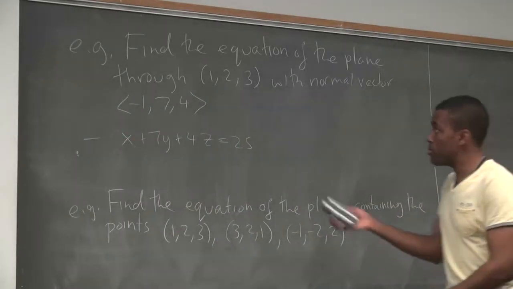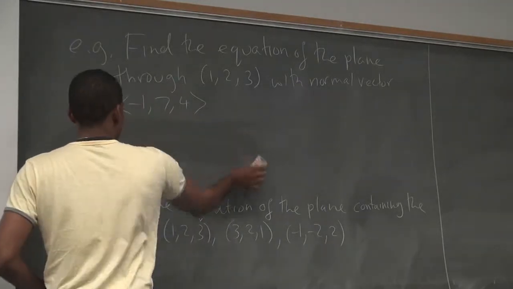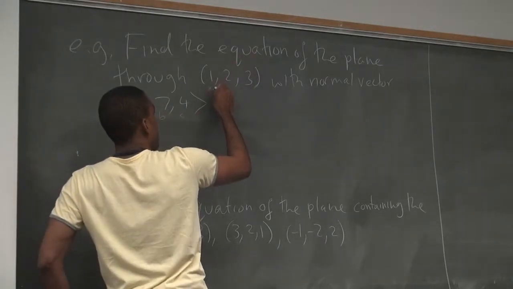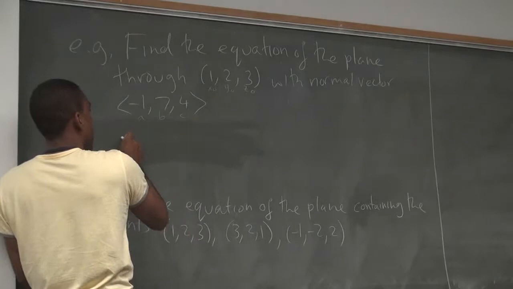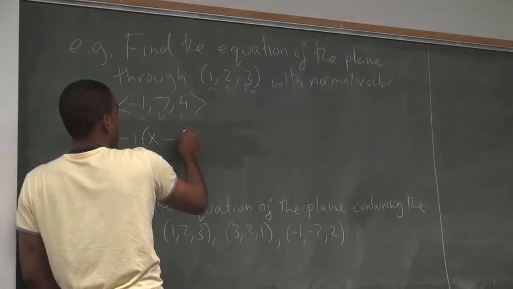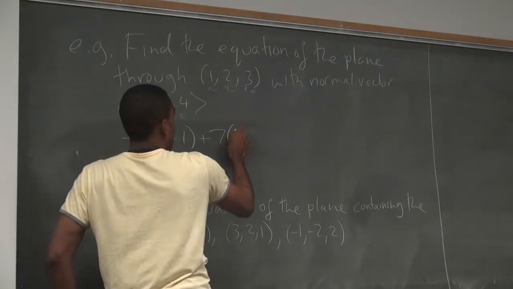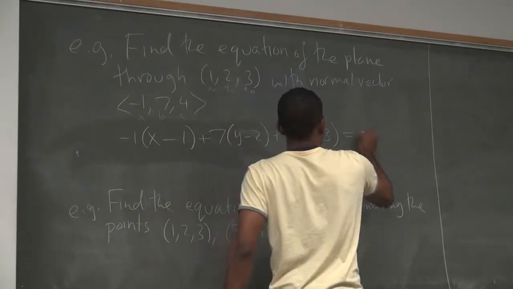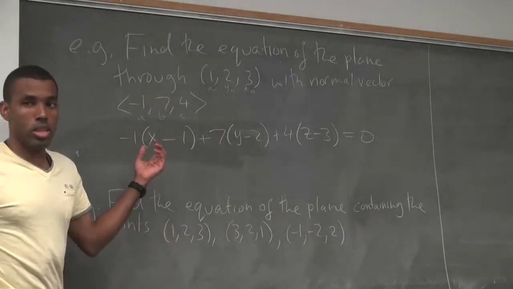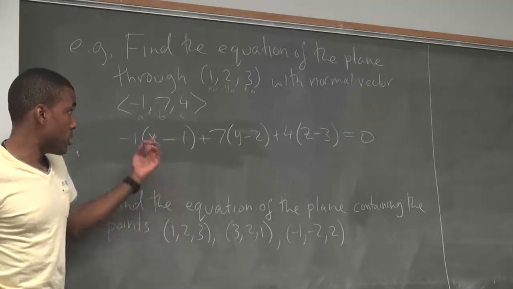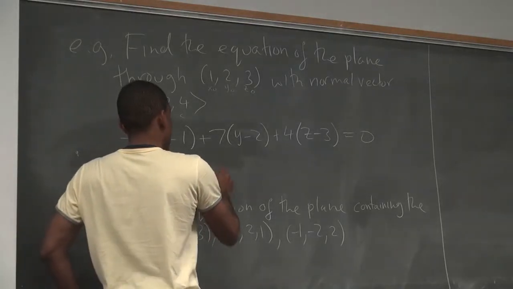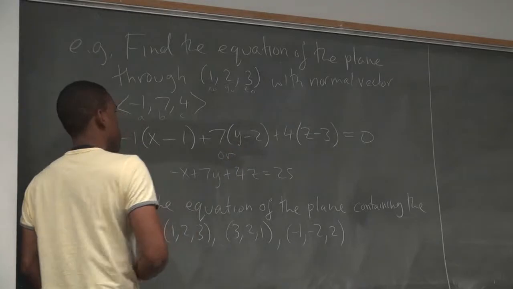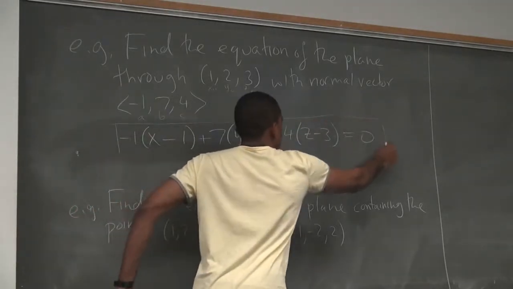But we got that from setting this up first, right? This is the A, B, C, and this was the x naught, y naught, z naught. And so we have minus 1 times x minus 1 plus 7 times y minus 2 plus 4 times z minus 3 equals 0. And you can leave it like that. I actually don't care to simplify it. But yeah, if you simplify, you would have this. You said 25? Yes. But I'm actually okay with you leaving it here. Okay.